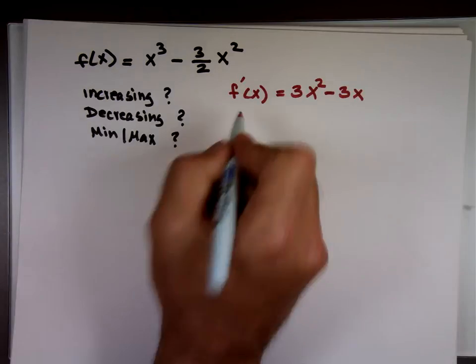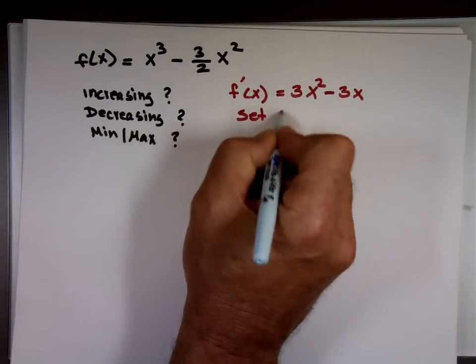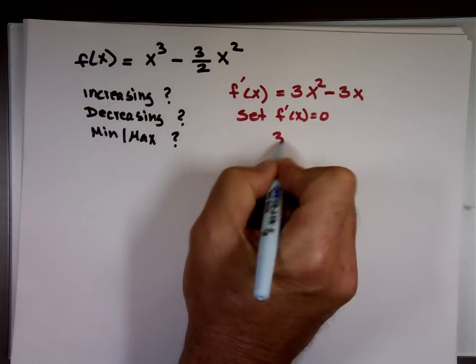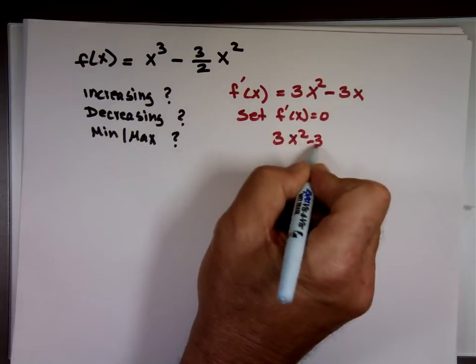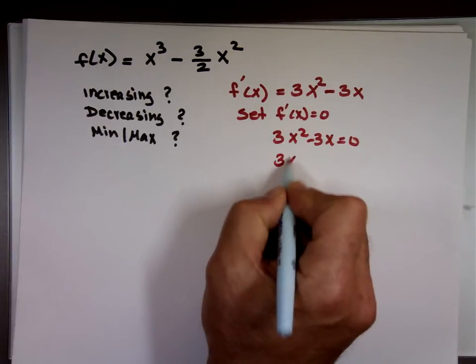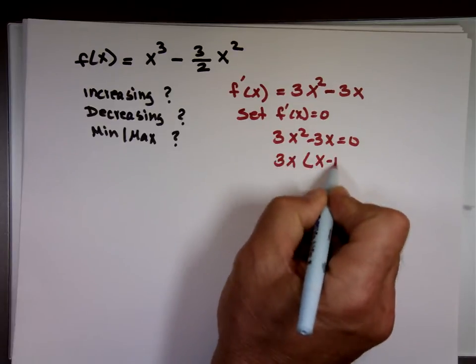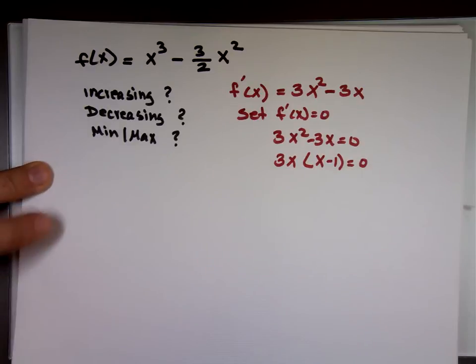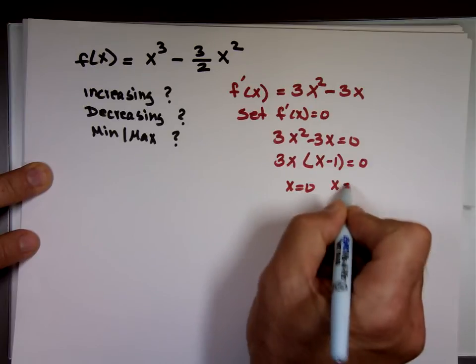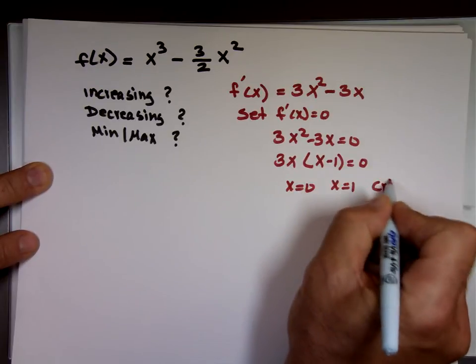Let's set the derivative equal to 0. So 3x squared minus 3x equals 0. Since there's no fraction, I don't have to worry about undefined here yet. So we just set it equal to 0. Factor 3x out. What do we have left? x minus 1. So there are two values, x equals 0 and x equals 1. These are my critical numbers.